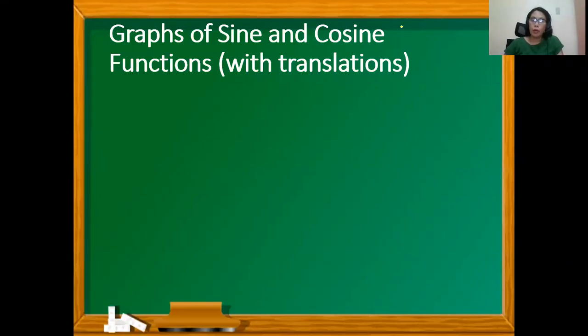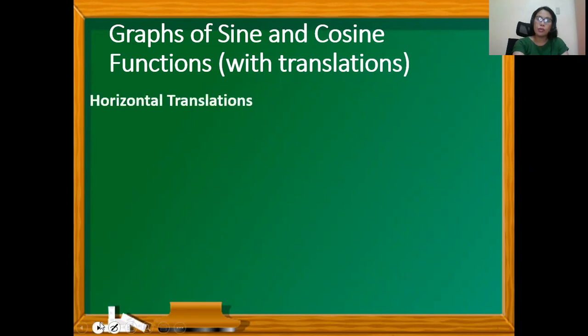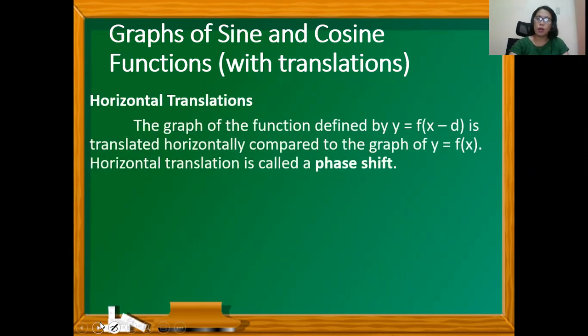Hi everyone, I'm going to discuss graphs of sine and cosine functions, this time with translations. So there are two types of translations. One is horizontal translations. When we say horizontal translations, the graph of the function, for example, defined by y equals f of quantity x minus d is translated horizontally in comparison to the graph of y equals f of x. We also call horizontal translation a phase shift.